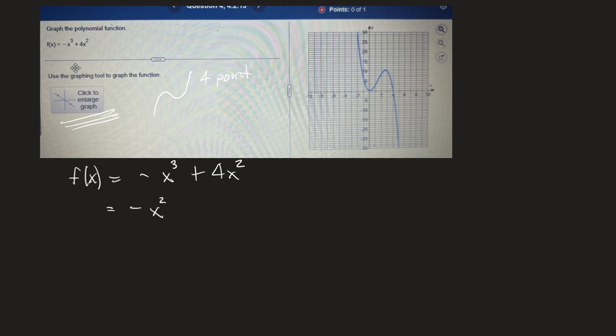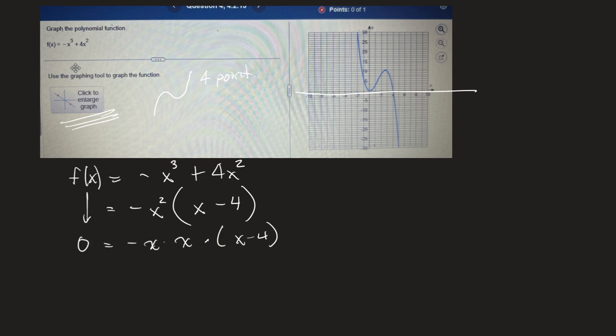I'm going to take a common factor of negative x squared out. That'll leave me with x minus 4 in here. So this is like negative x squared times x minus 4. To figure out where it crosses the x-axis, you set f of x to be 0. According to the zero property, either negative x squared equals 0, or x minus 4 equals 0. If you divide both sides by negative 1, you still get x equals 0. Add 4 to both sides, you get x is equal to 4.